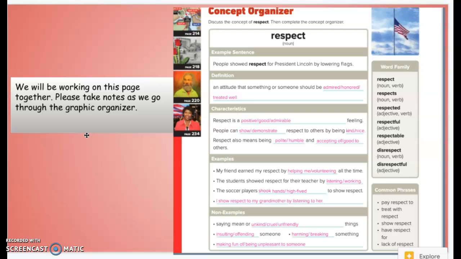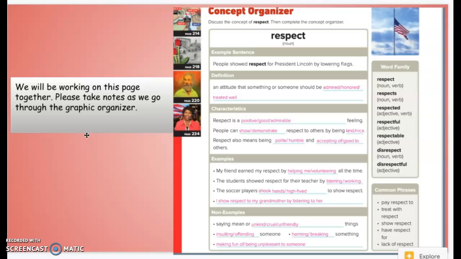Now, non-examples would mean just what we're saying. They're not examples of the word respect. So saying mean or unkind or cruel or unfriendly things, that would be a non-example, because if example means showing respect and they're honored and admired and treating well, this would be like the opposite. The second one, insulting or offending someone, that would be non-examples. Harming or breaking something. And then I came up with one of my own. Please don't use this yourself, but you will come up with yours. Making fun of or being unpleasant to someone.